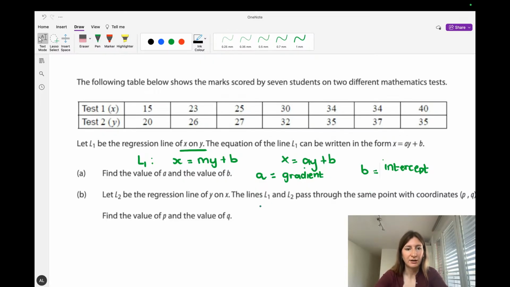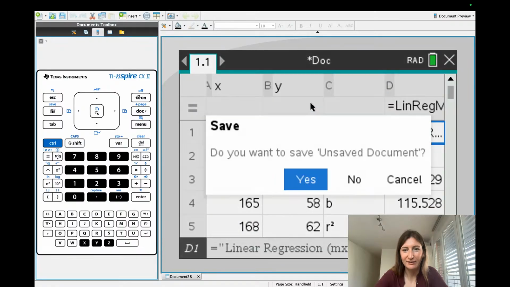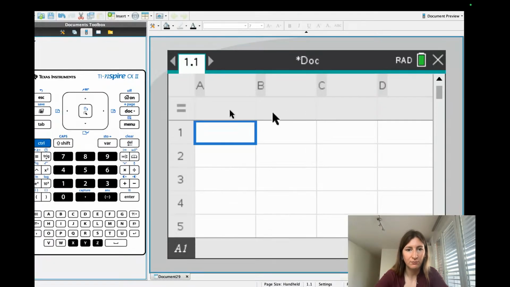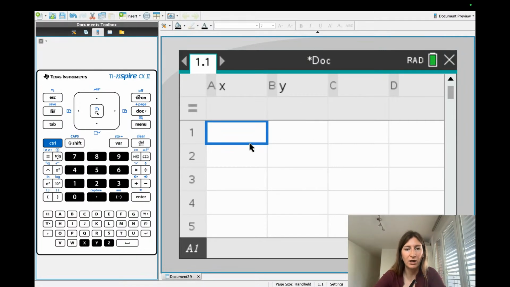So let's go and put those on a calculator. Sorry, it's a lot of inputting data on a calculator. New document, spreadsheets. Remember, we call it x and we call it y. Nothing changes if you're doing an x on y or y on x. You're still going to take your x values and put them in, your y values and put them in.